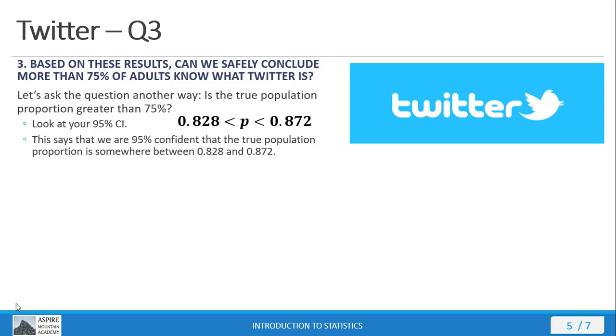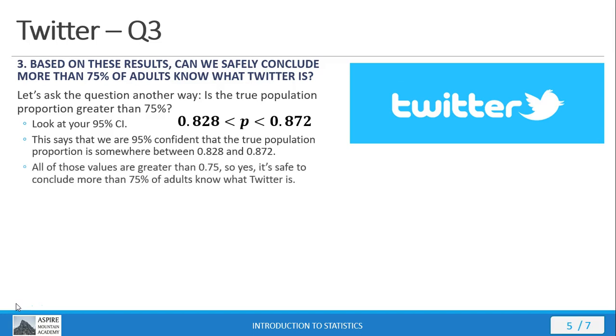The confidence interval is saying that we're 95% confident the true population proportion is somewhere inside that interval. And since the entirety of that interval is greater than 75%, yes, we can safely conclude more than 75% of adults know what Twitter is.